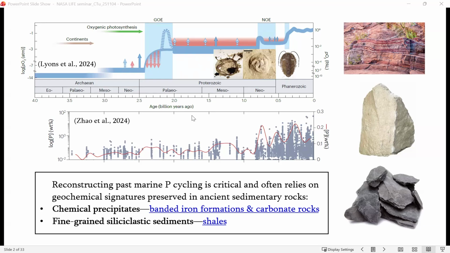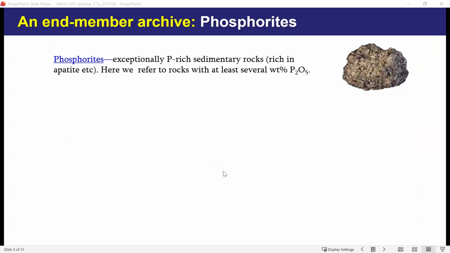Reconstructing past marine phosphorus cycling is therefore critical and often relies on geochemical signatures preserved in ancient sedimentary rocks, including chemical precipitates, banded iron formations, carbonate rocks, and fine-grained clastic sediments and shells. Among these, phosphorites stand out as a unique archive of past phosphorus cycling. They are sedimentary rocks with exceptional phosphorus enrichments, rich in phosphate minerals such as apatite.